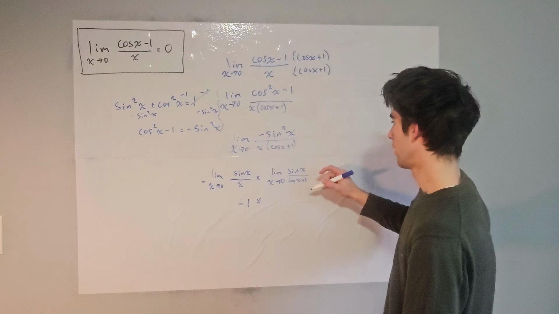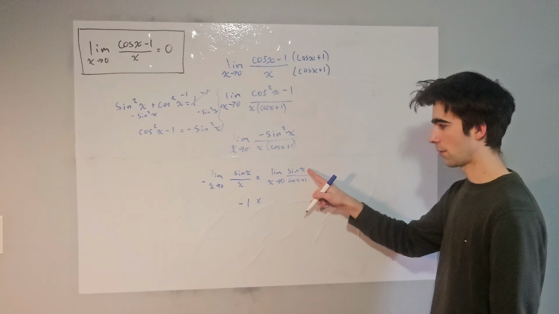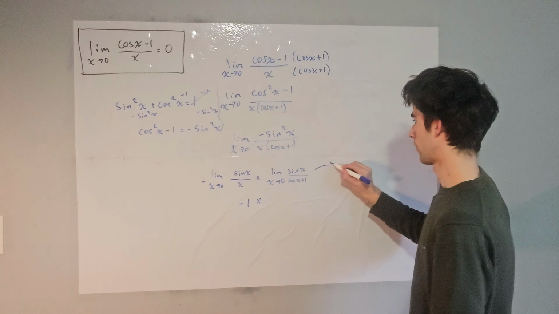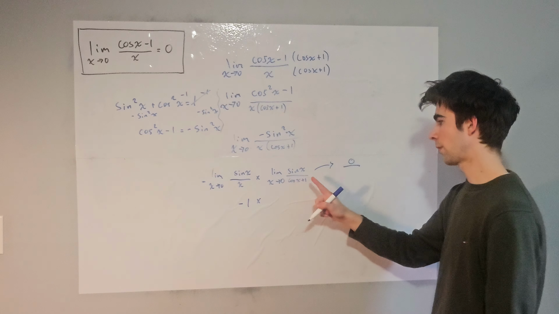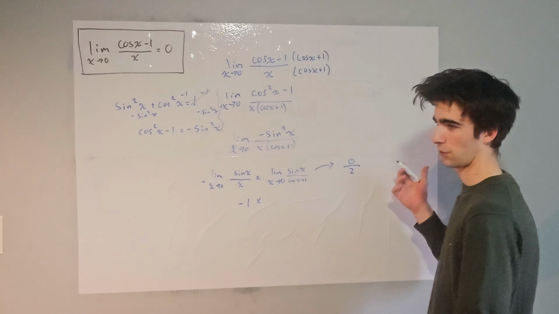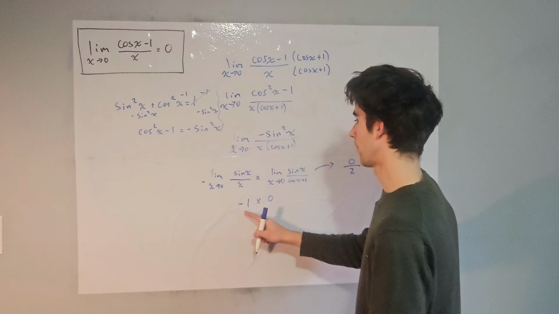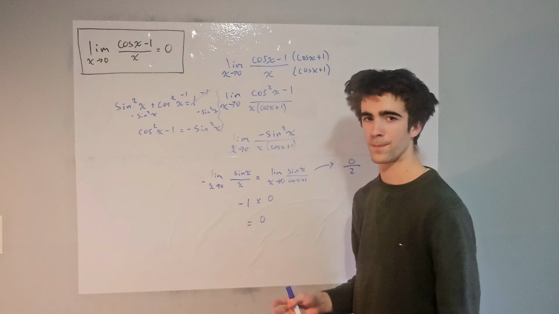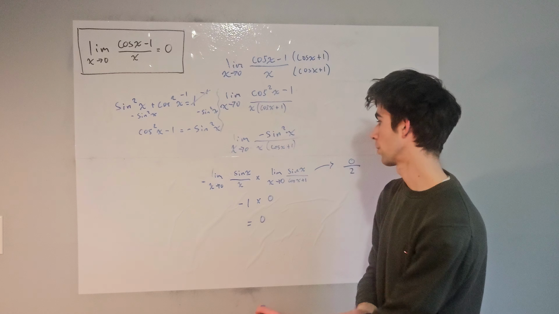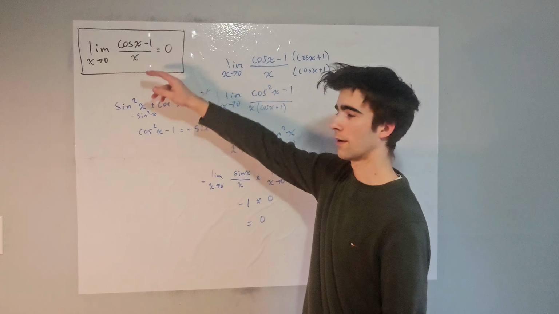So let's do that. Sine of 0 in the numerator is just 0. So I'll do a little aside. 0 over cos of 0, which is 1, plus 1 is 2. 0 over 2 is just 0. Now we have negative 1 times 0 equals 0. And that's a short proof for this fundamental trig limit.